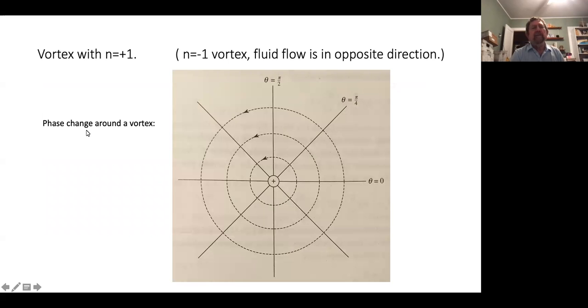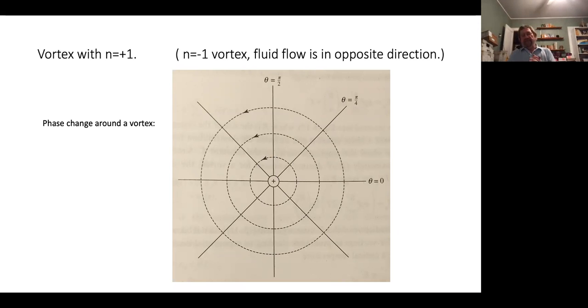All right, so here's another picture. Let's think about the phase change around a vortex core. So this is a picture of a vortex. Here's my core. If I walk around one of these circles, and it doesn't have to go around a circle, go around any contour and come back to this point, the change in the phase of the order parameter must be an integer multiple of 2 pi.